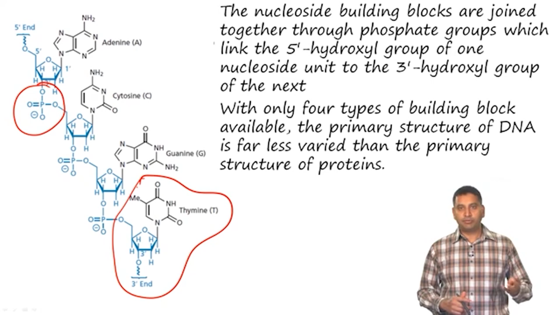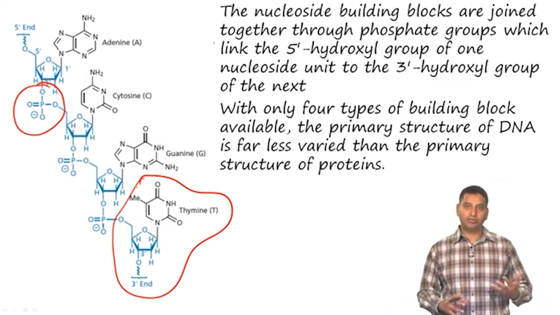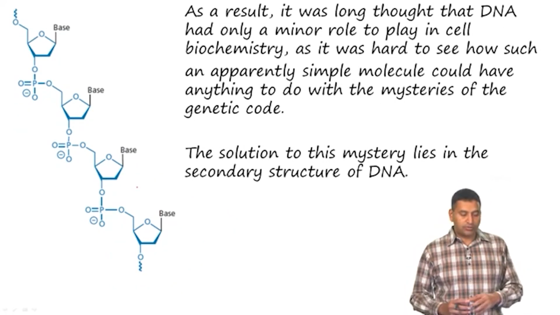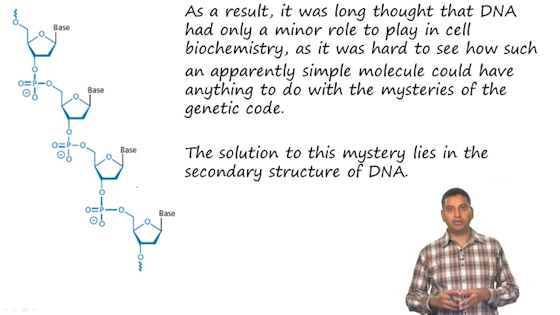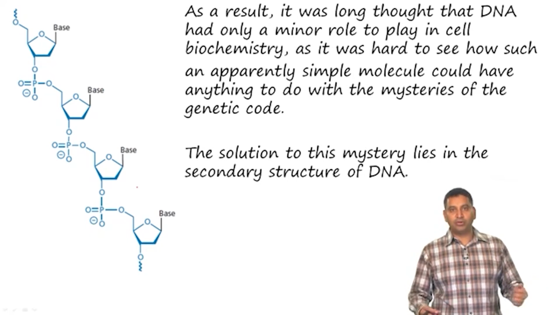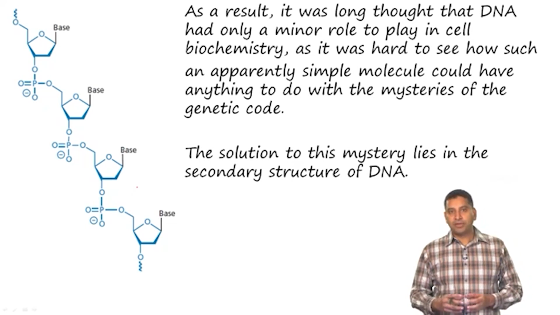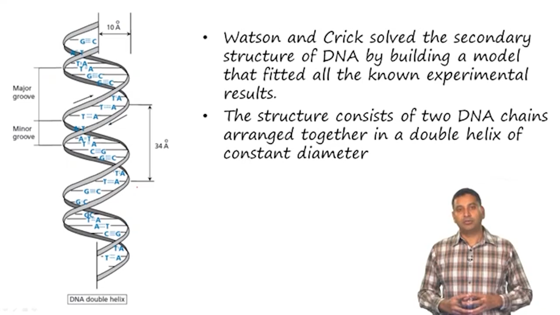So, with 4 types of building blocks, the primary structure of DNA is far less varied compared to the primary structure of a protein. As a result, it was for long thought that DNA would have perhaps only a minor role to play in cellular biochemistry, because being such a simple molecule with only a minimum amount of variation, how is it that you can achieve the complexity which is present inside the cell? This mystery is solved if one looks at the secondary structure of DNA, which was solved by Watson and Crick, and is basically a double helix.